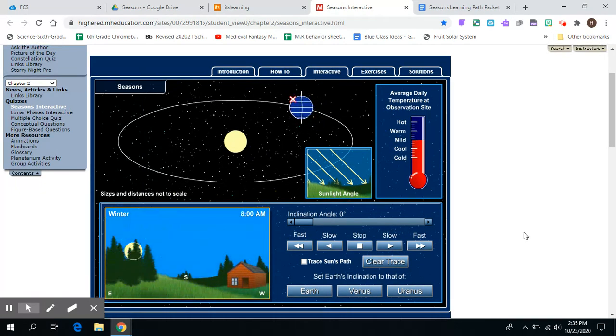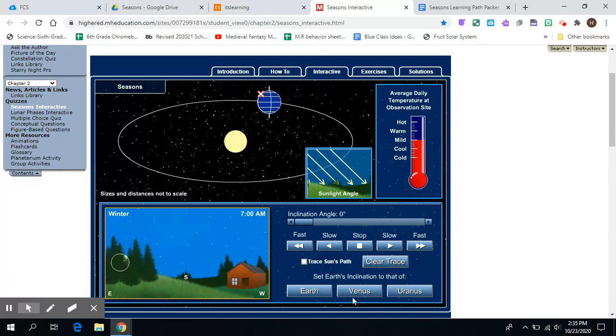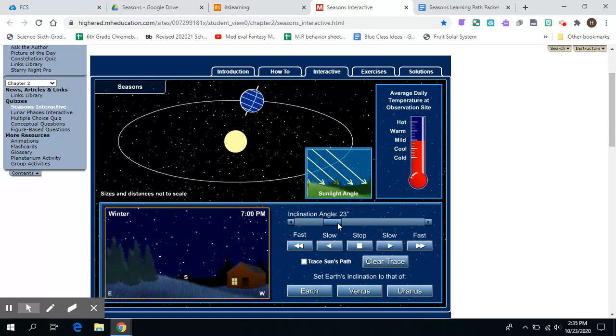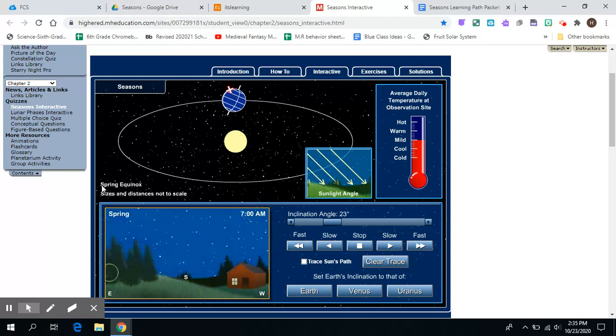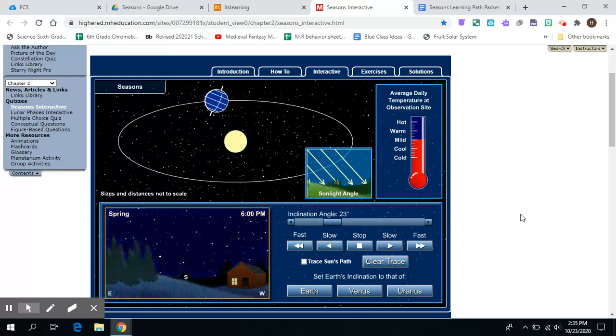So before we do anything, we need to be sure that we set the Earth to the correct angle for its axis so we get the correct season. So on your thing down here, I want you to click Earth, and it's going to tilt Earth's axis 23 degrees. And this is going to help us see more of why we have seasons, and it's also going to tell us what is happening when we get to certain points in the orbit.